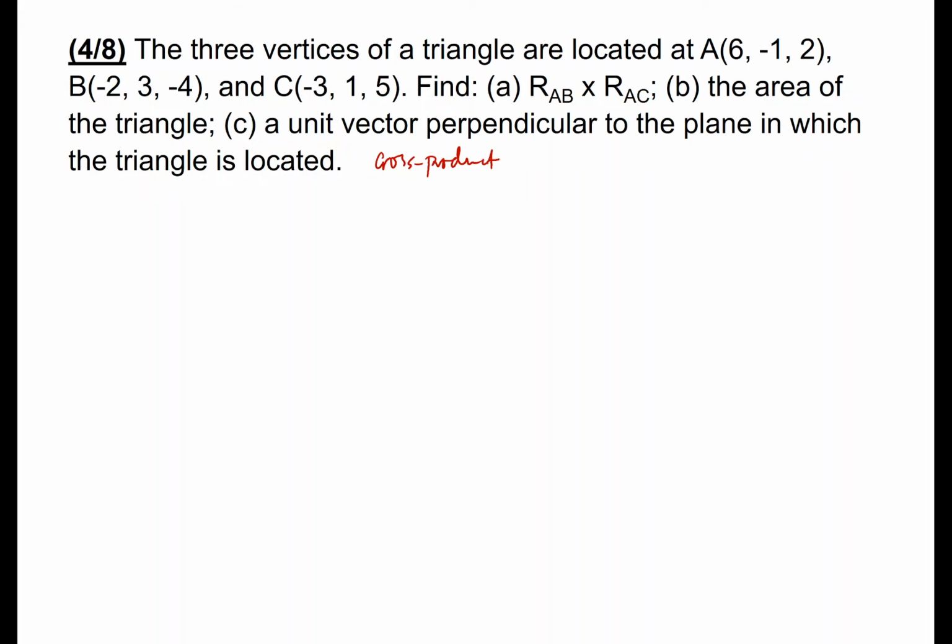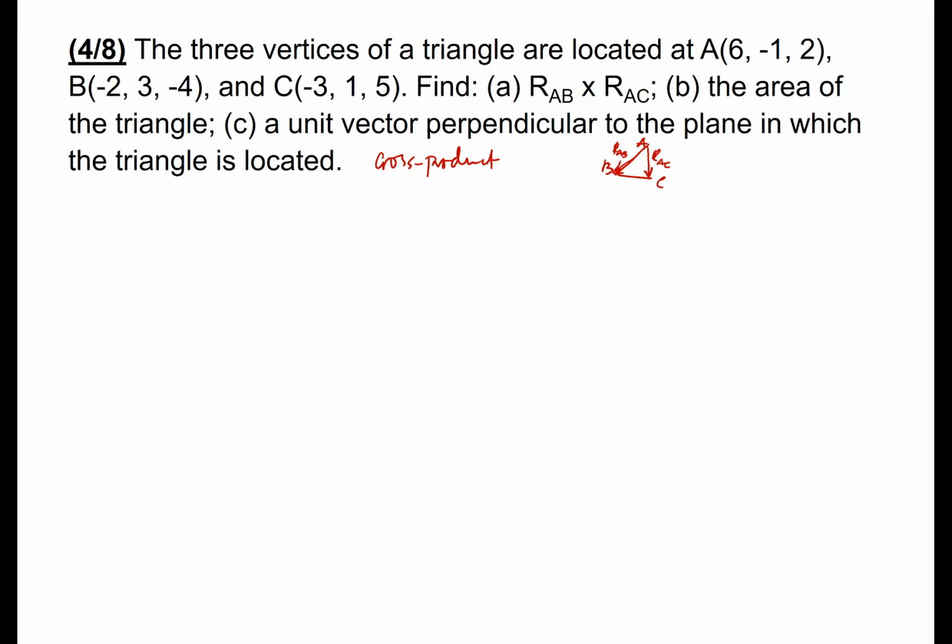So first, we have three vertices of a triangle: a triangle A, B, and C. The problem is asking for the cross product of RAB and RAC. So you have the two vectors RAB and RAC, and we want the cross product of these two vectors. Later we will demonstrate the physical meaning of this cross product.